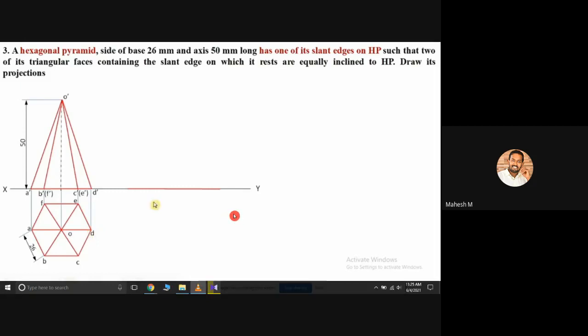Okay, so next, what you have to do? You can take your compass. You can measure the distance between O dash and A dash. Then you can keep your compass on O1 dash. Then you can create an arc like this. Then you can measure the distance between D dash and A dash. Then you can place your compass exactly at D1 dash. Then you can create another one more arc. So the two intersecting arcs will be called as A1 dash. Okay, so you can connect A1 dash with D1 dash and also O1 dash. So you'll be getting a triangle that particularly slant edge on HP.